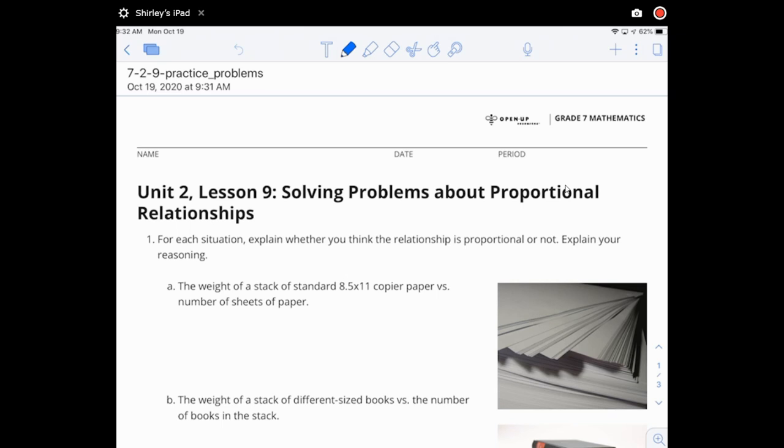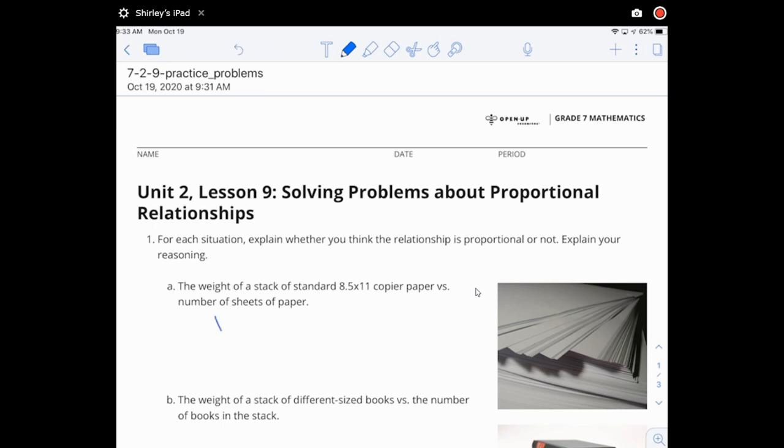So if we read question A, it says the weight of a stack of standard 8.5 by 11 copier paper versus the number of sheets of paper. To figure out if it's proportional, we want to ask ourselves questions like, if I increase the number of sheets of paper, is the weight going to increase at a steady amount? So if I have one piece of paper, let's say it weighs 1 gram, 2 pieces, 2 grams, 3 pieces, 3 grams, is that going to be a pattern that occurs? In this case, it is, because each piece of paper is exactly the same. The more amount that I add, that same amount of weight is also increasing.